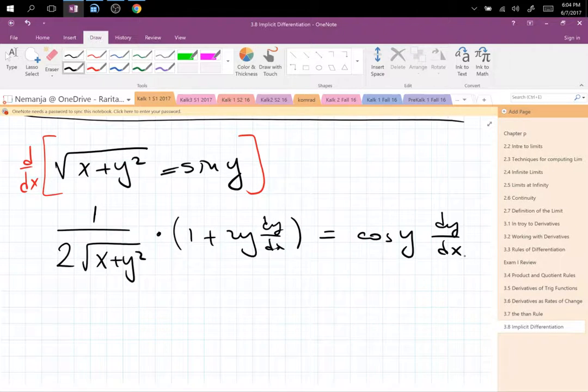Wait, is that a y over here? No, there's a y over here, and y over here. No, it's that one. I didn't notice there's two connected to the y. Ah. Yeah, I didn't understand.